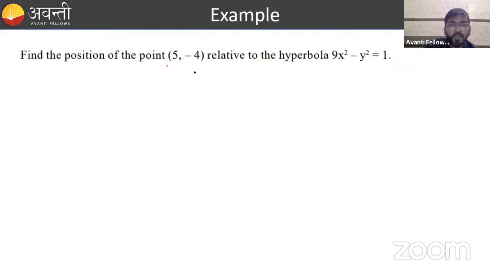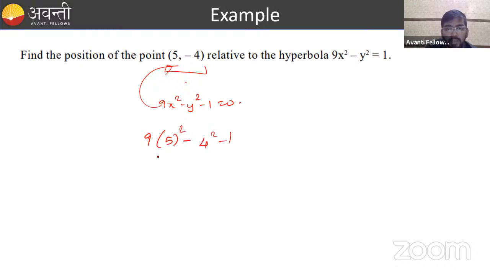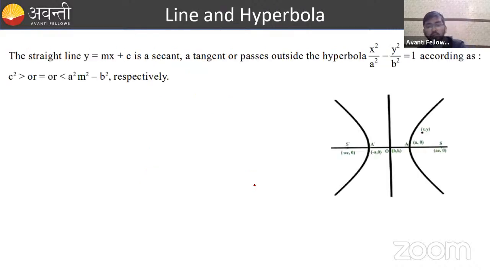Now find the position of the point relative to the hyperbola. The equation of the hyperbola is 9x square minus y square minus 1 equals 0. If we substitute this point, let's see what we are getting. 9 into 5 square minus 4 square minus 1. So this comes out to be 25 nines are 225 minus 16 minus 1. So this value is greater than 0. Hence the position of the point is outside the hyperbola.